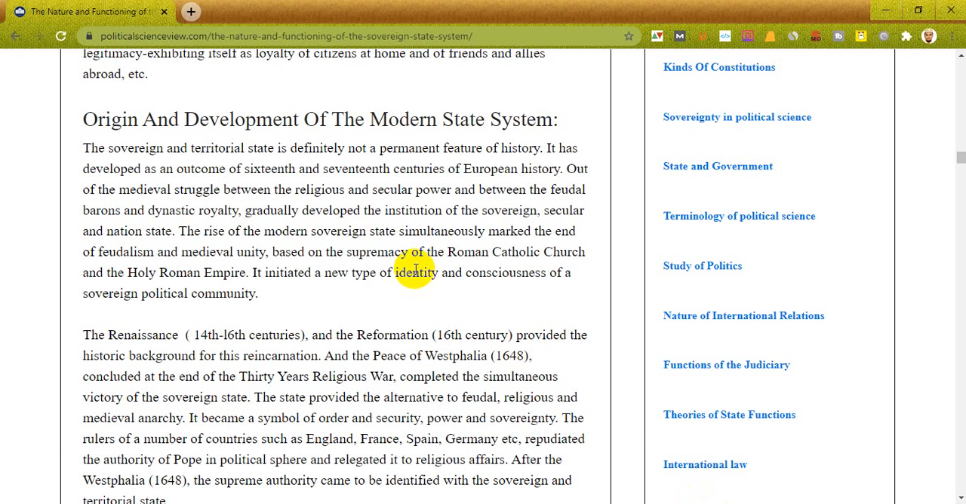Out of the medieval struggle between the religious and secular power and between the feudal barons and dynastic royalty, gradually developed the institution of the sovereign, secular, and nation-state. The rise of the modern sovereign state simultaneously marked the end of feudalism and medieval unity, based on the supremacy of the Roman Catholic Church and the Holy Roman Empire. It initiated a new type of identity and consciousness of a sovereign political community.